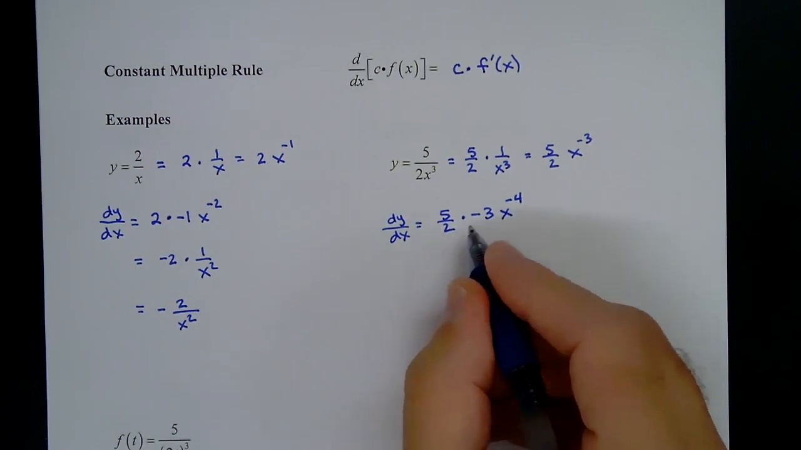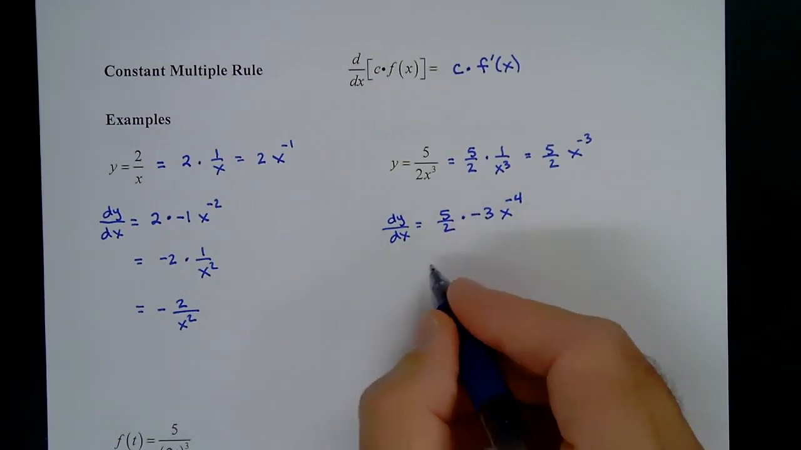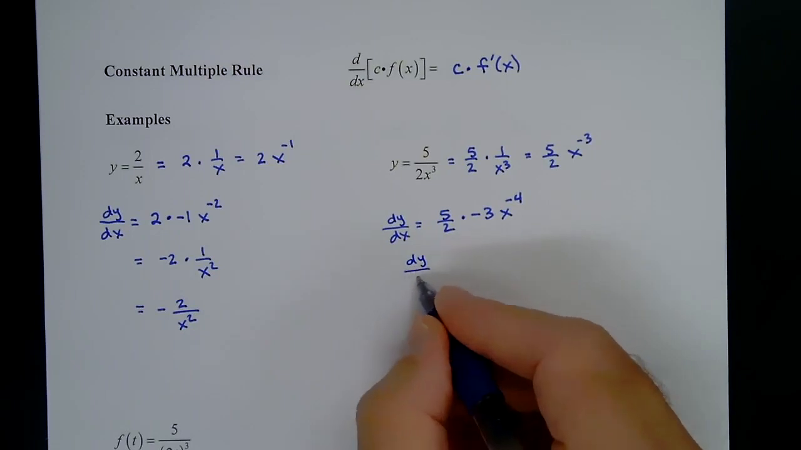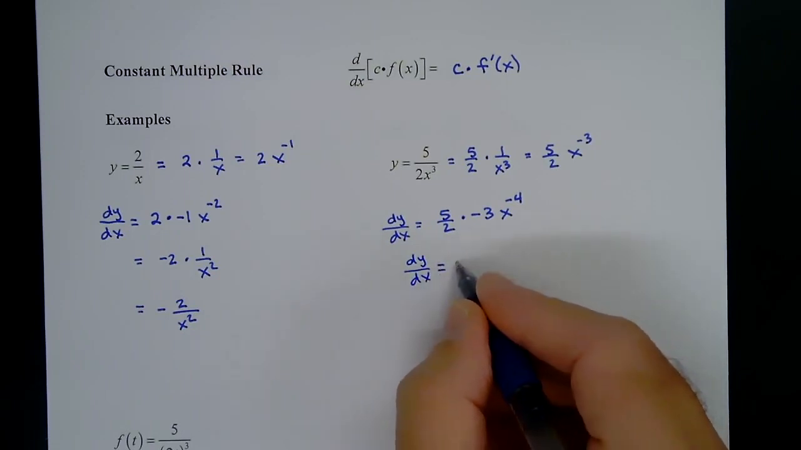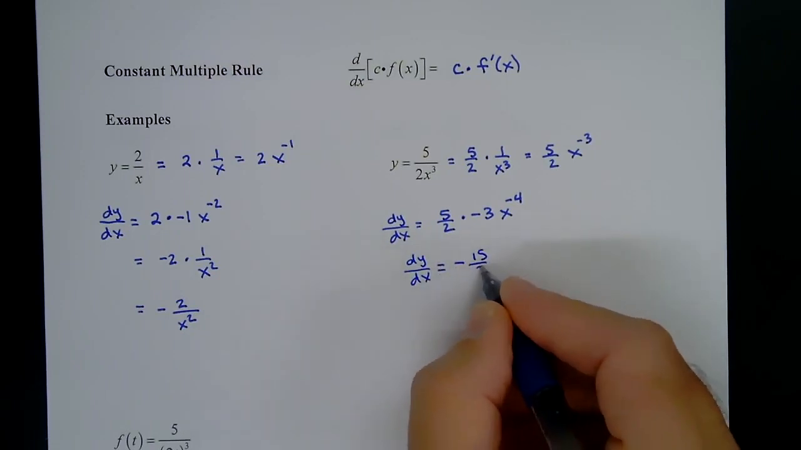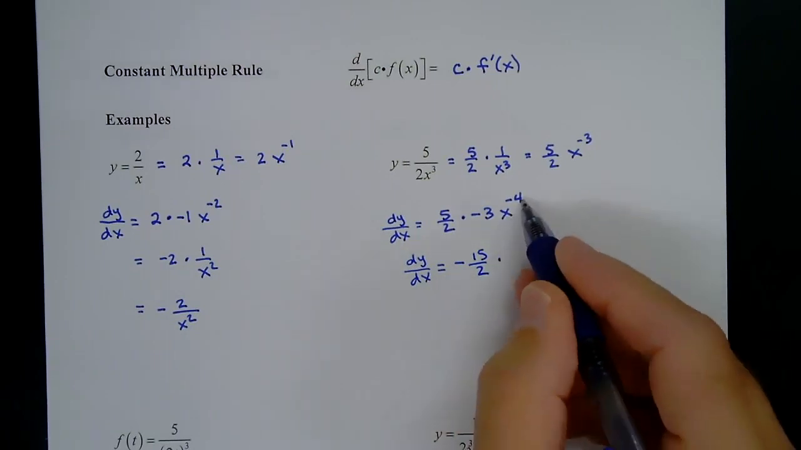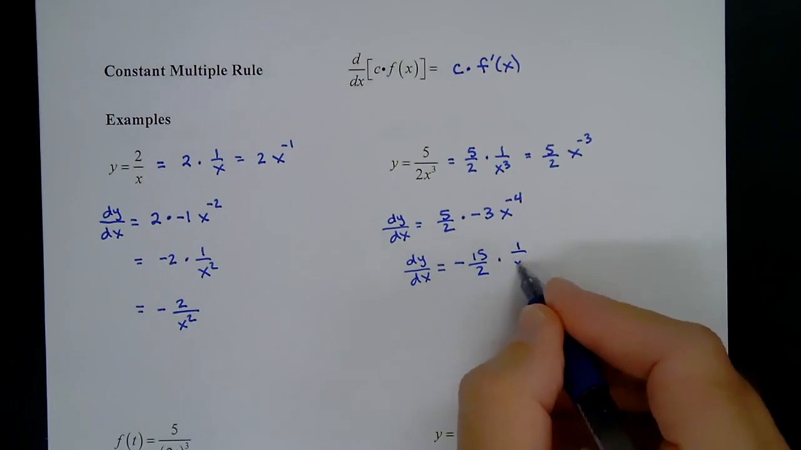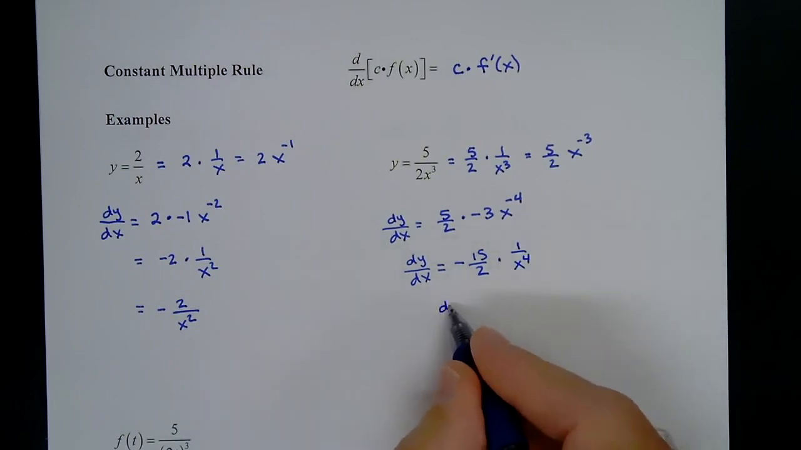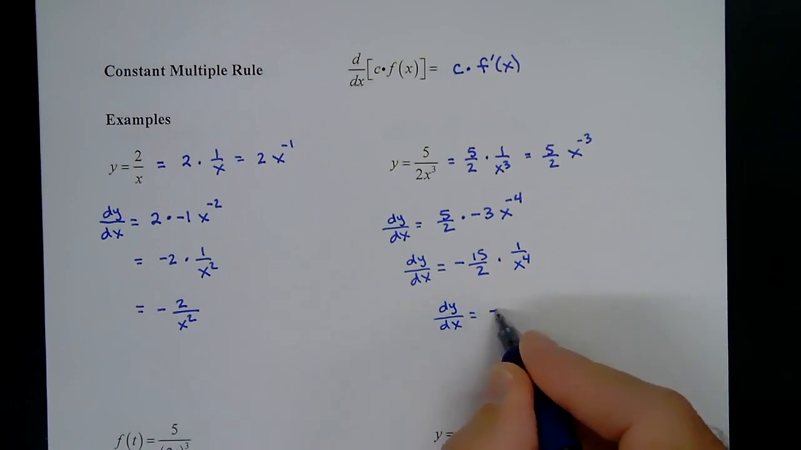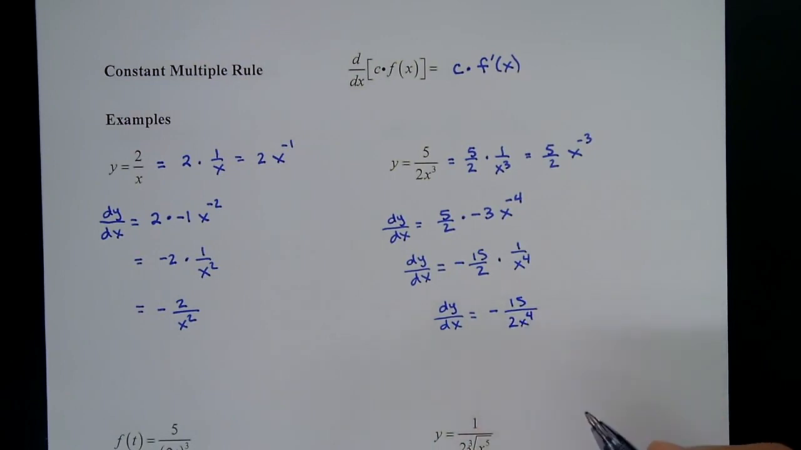And so this constant now becomes negative 15 halves. So dy over dx is equal to negative 15 halves times x to the negative 4th, which becomes 1 over x to the 4th. And so our final answer would be written as dy over dx is equal to negative 15 over 2x to the 4th. And that would be our answer to this. Okay, let's do a couple more.